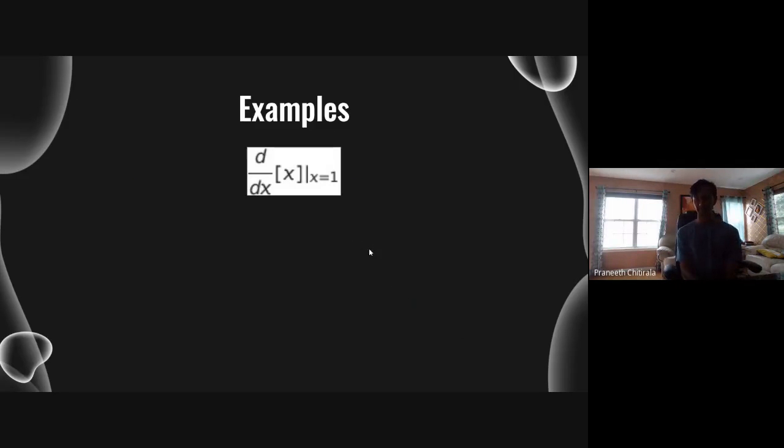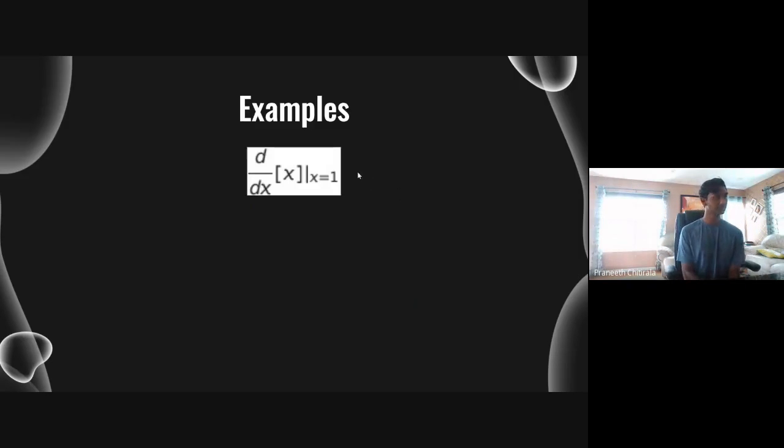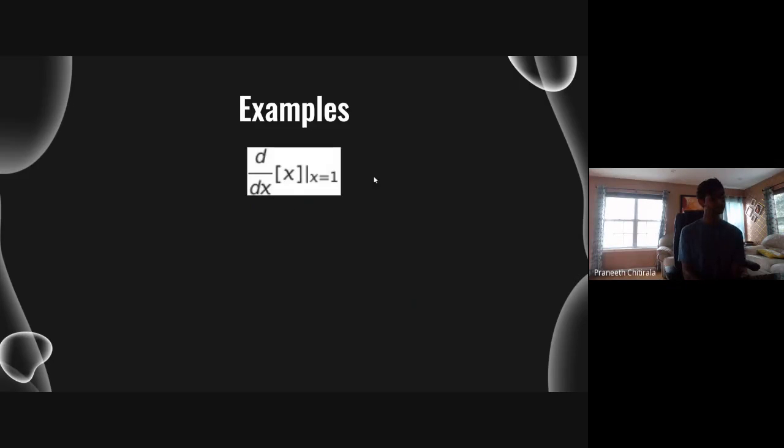So let's find an example right here. What's the derivative of x with respect to x at x equals 1? Remember that x is just a straight line with a slope of 1. Regardless of what x is, the slope is 1. You can find that out with basic algebra: the slope of a line is constant, and the slope of x is just 1.